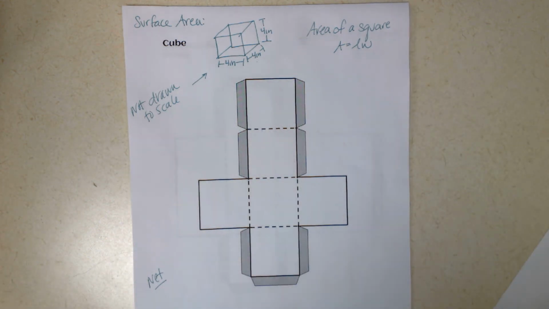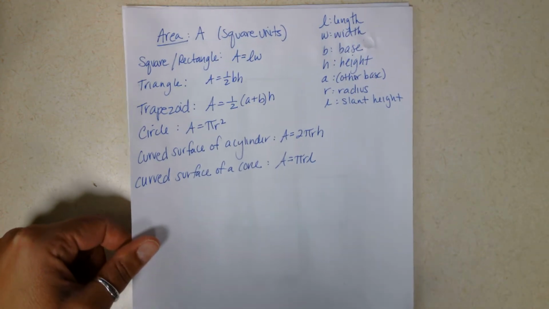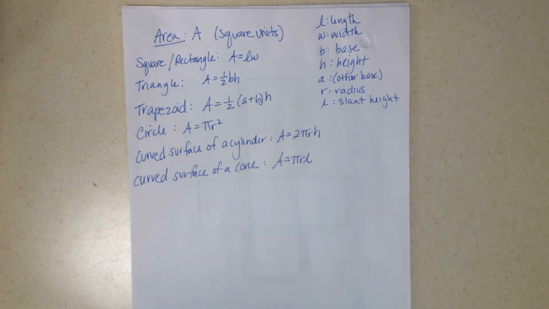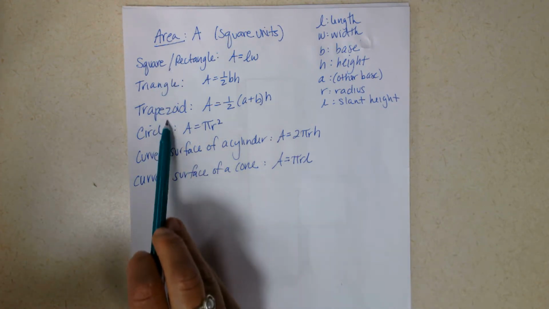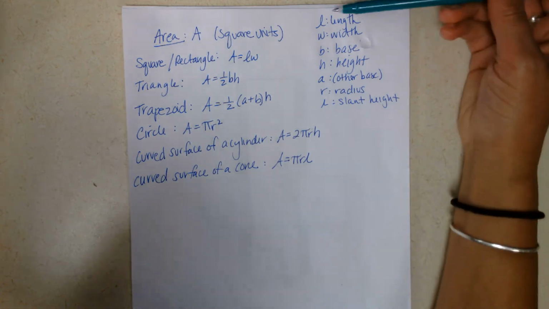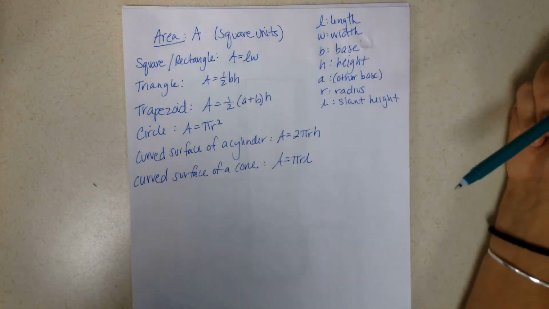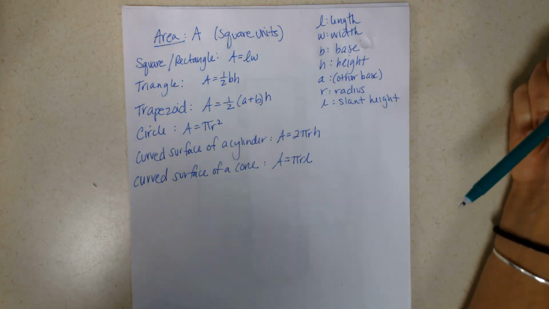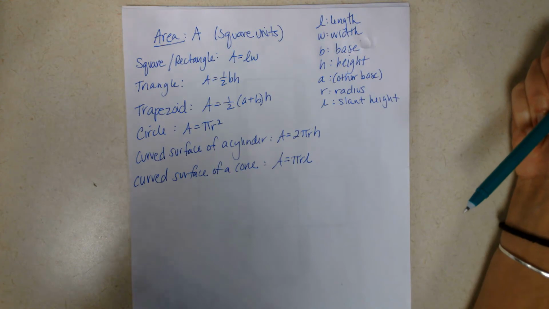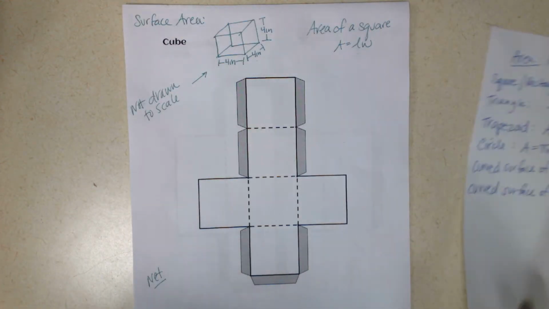Now, if you don't have your area formulas handy, what I would suggest is I'm going to flash this picture in front of you right now. These are all the formulas for area labeled by shape, and all of the labels given for all of the variables that I use. So if you'd like to pause here and either take a screenshot or snippet or a picture with your camera or write them down, I would suggest you do so. Okay, back to our cube.